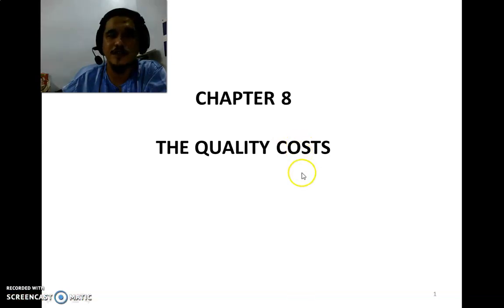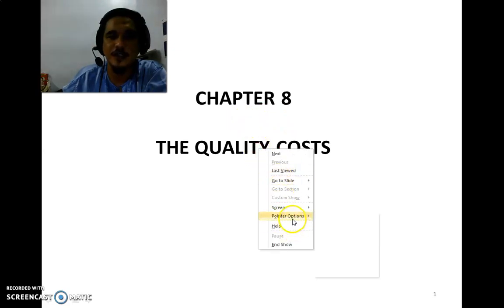So this is the last chapter of the Quality Engineering SMB 34303 course for the engineering course. So this is chapter 4. Chapter 4 consists of the quality cost.